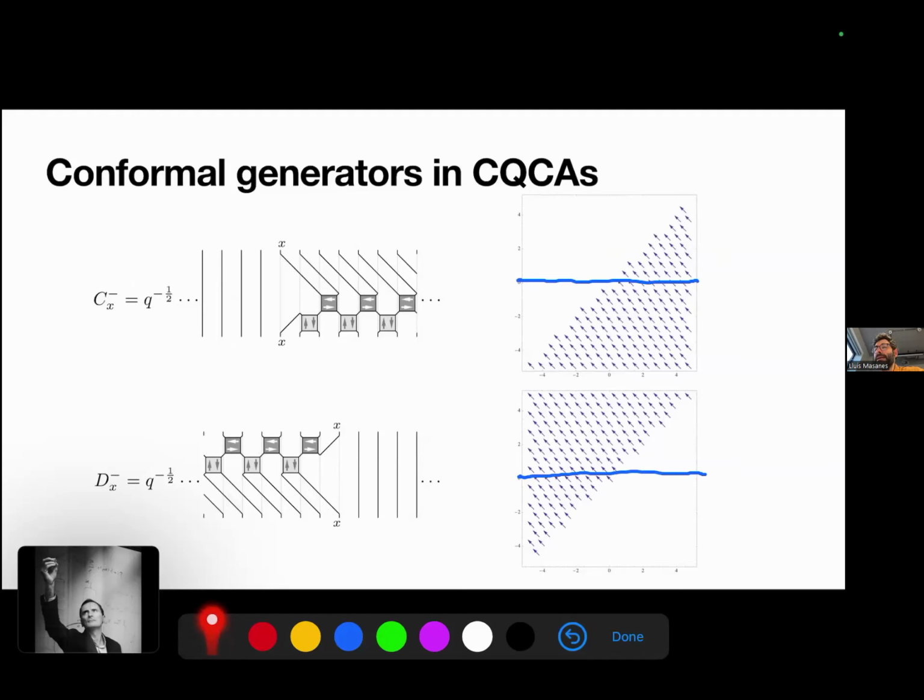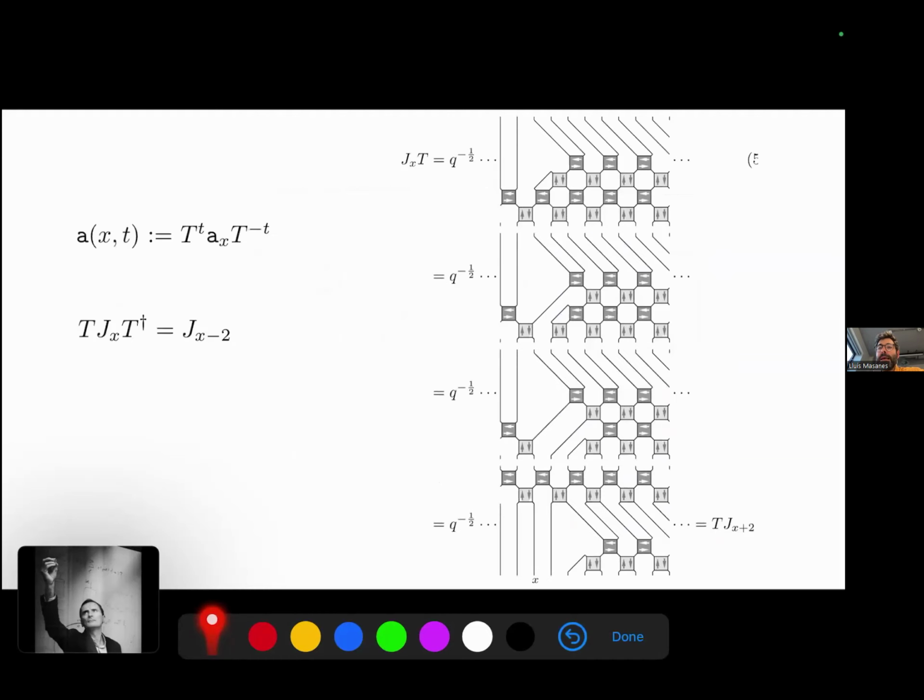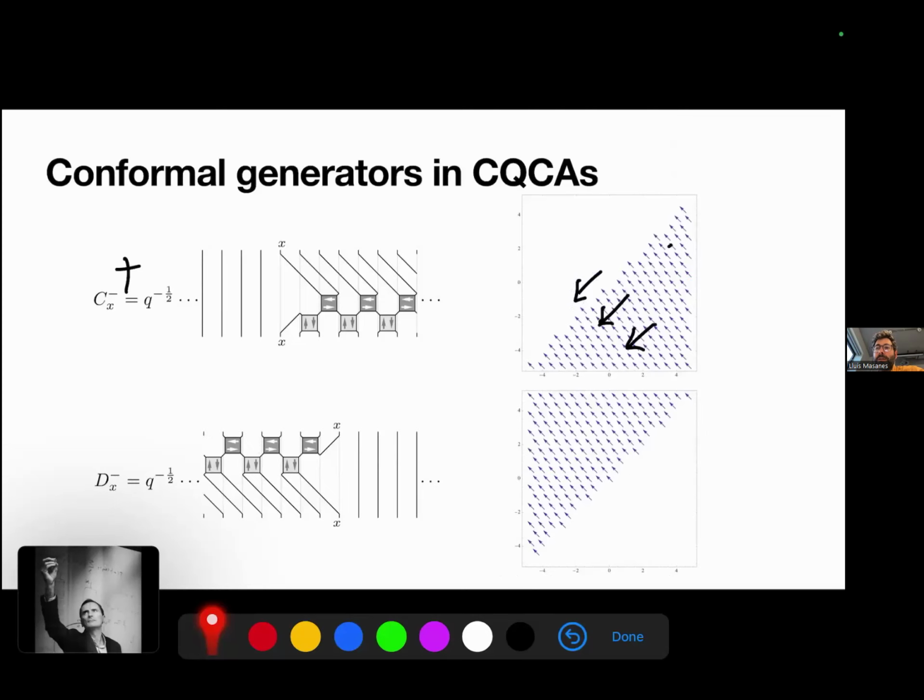Now, let's go back to justify the action of this operator for local operators that are not in the present. They are in the future or in the past, okay? To do so, I consider a local operator and translate it to the future or to the past, t units of time, okay? Small t. Big T is the evolution operator for one time step, okay? And now you can apply a similar thing as before. Sorry, there is a mistake here. This Jx should be called C minus X, okay?